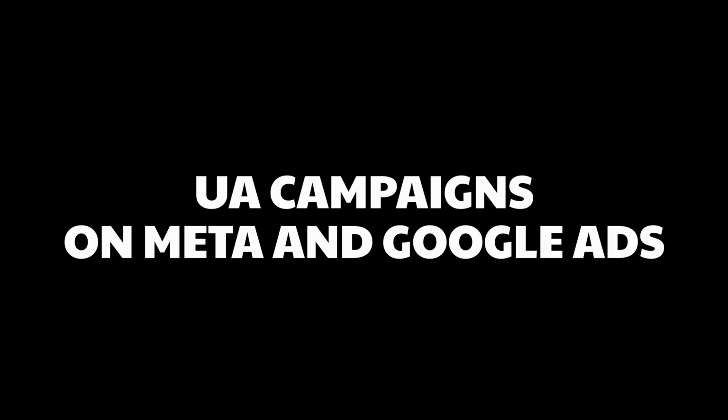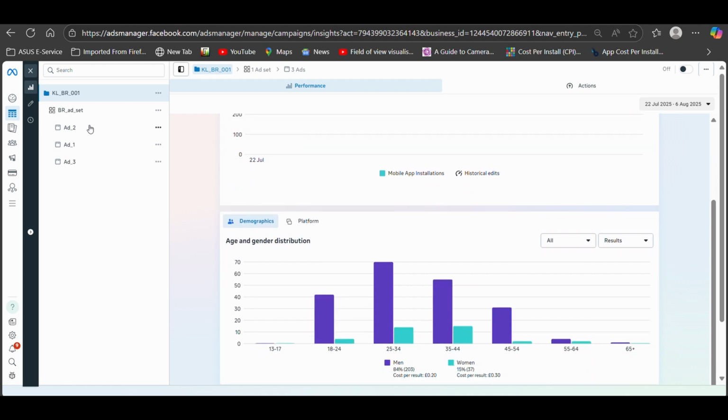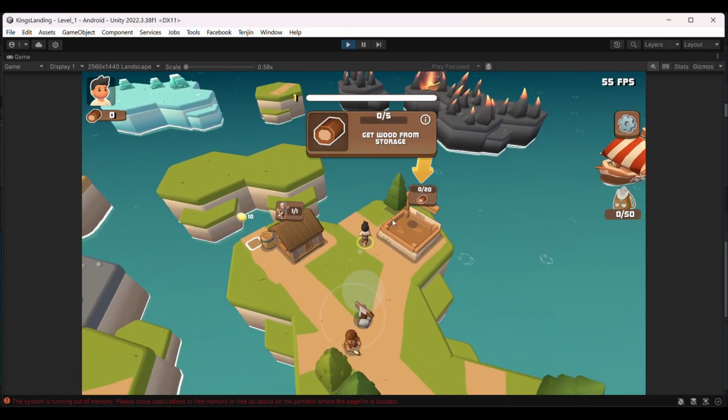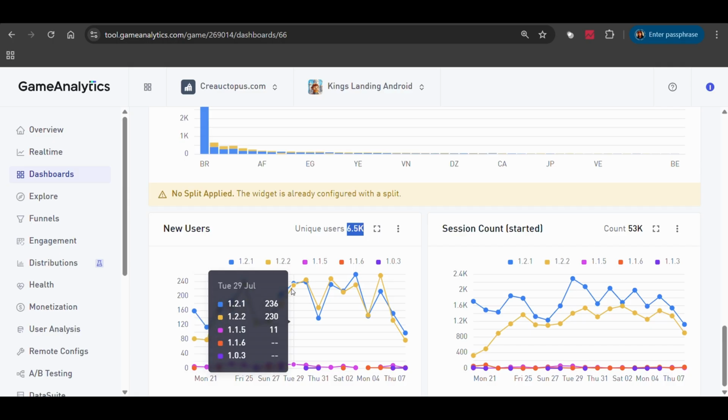I ran user acquisition campaigns from July 22nd to August 6th, about 2 weeks. I specifically targeted Brazil for these campaigns using both Google Ads and Meta Ads. Why Brazil? Because it's a growing market for mobile games with decent ad rates, and I could get good volume at reasonable acquisition costs. The final user split was 3,500 users on Yodo1 MAS versus 3,200 users on AdMob, pretty close to 50-50.